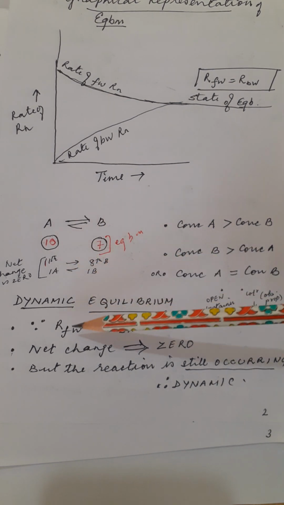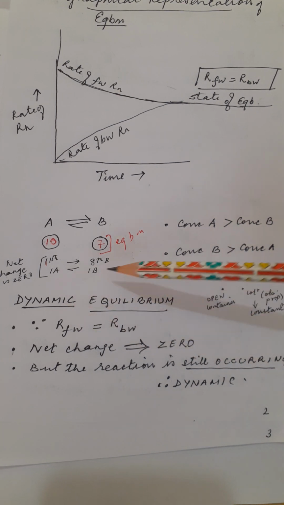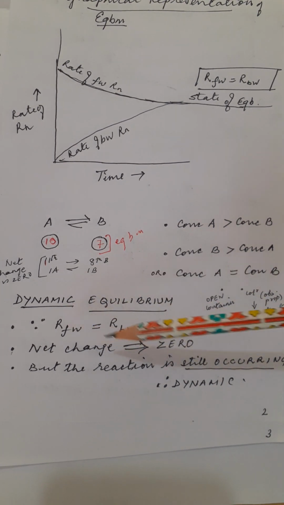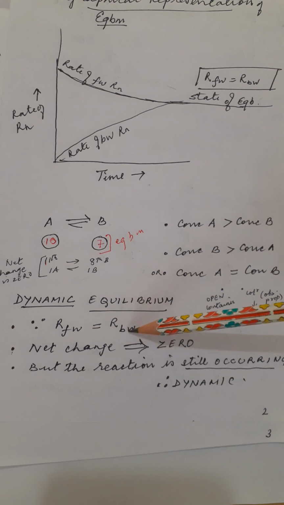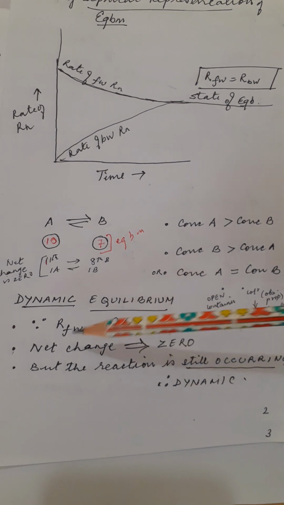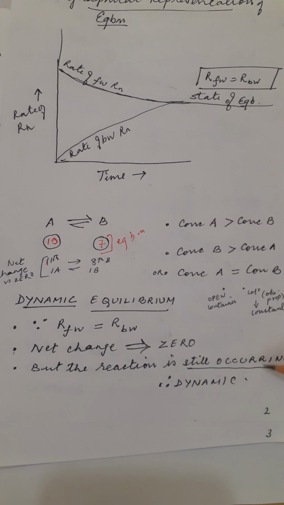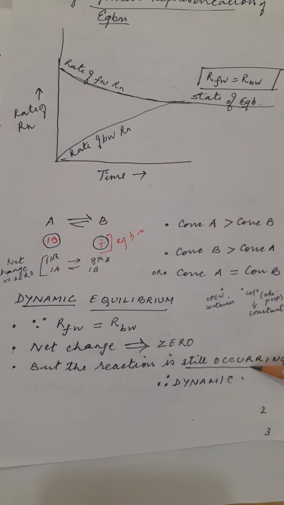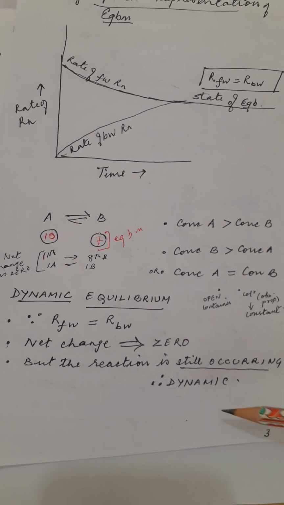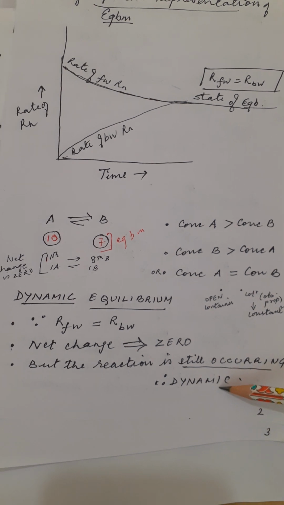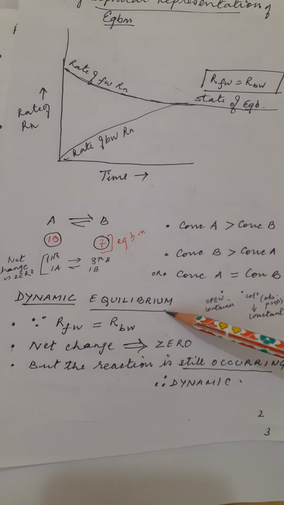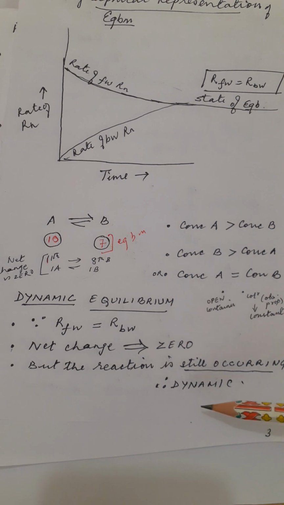But since the rate of the forward reaction is the same as the rate of the backward reaction, the net change is zero, but the reaction is still occurring. Because the process is still occurring, the process is known as dynamic, and we have reached a state of equilibrium, and hence it is called dynamic equilibrium.